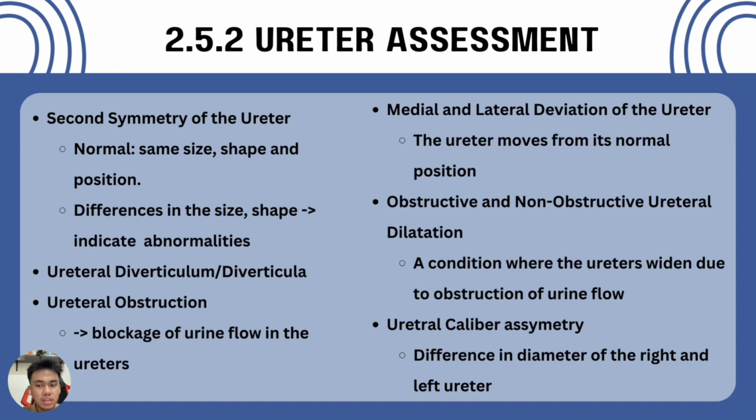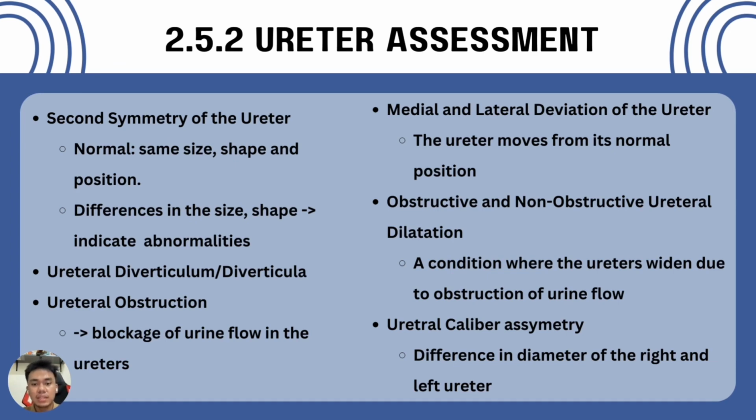Number 2, ureteral diverticulum or diverticula. The visible abnormality is the presence of a small pouch protruding from the ureter wall. Diverticulum is an abnormality caused by infection, kidney stone, or weakness of the ureteral wall. Number 3, ureteral obstruction. Ureteral obstruction is a blockage of urine flow in the ureter that can be caused by kidney stone, tumors, stricture, or congenital abnormalities.